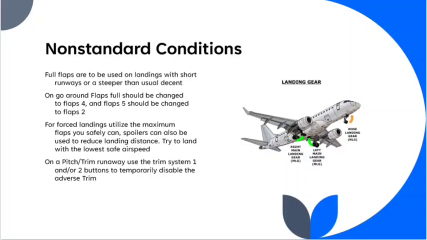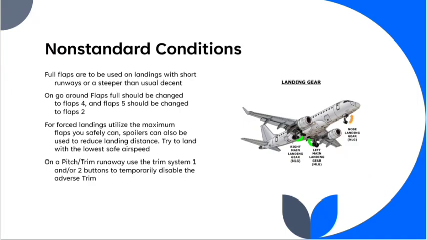With that, we've gone over all the secondary control systems in their standard usage cases, but now we're going to go into non-standard conditions. So full flaps are to be used on landings with short runways or steeper than usual approaches. We touched on it earlier, but once again, it allows you to get more drag at a slower airspeed.